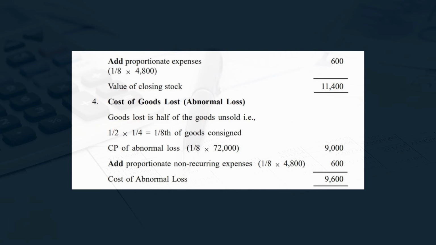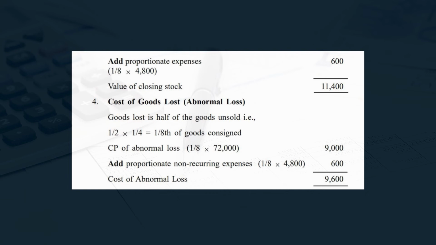So 1/8 of this, because 3/4 was sold, so only 1/4 was left out, and whatever amount was left out, half of that was stolen or went into abnormal loss. So half of the remaining, half of 1/4, means 1/8, it is 600. So the value of closing stock is 11,400. Now the cost of goods lost, abnormal loss.